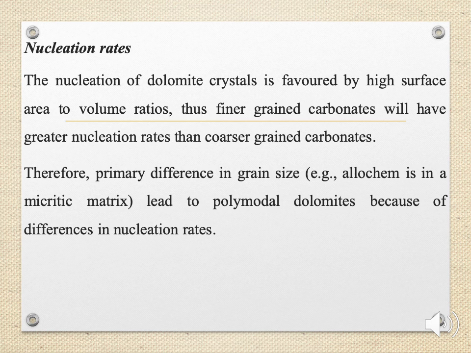Okay, the nucleation rates. I think this is very important for us to talk about. Now, the nucleation of dolomite crystals is favored by a high surface area to volume ratio. Thus, finer grained carbonates like micrites will have greater nucleation rates than coarser grained carbonates. Therefore, a primary difference in grain size, for example, an allochem in a micritic matrix, will lead to polymodal dolomites because of the difference in nucleation rates.